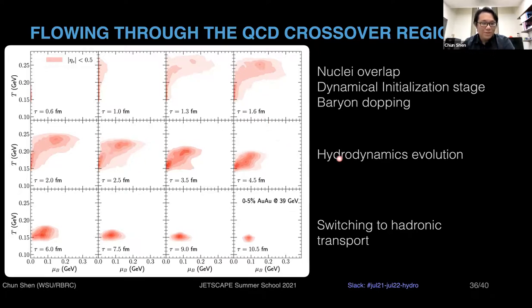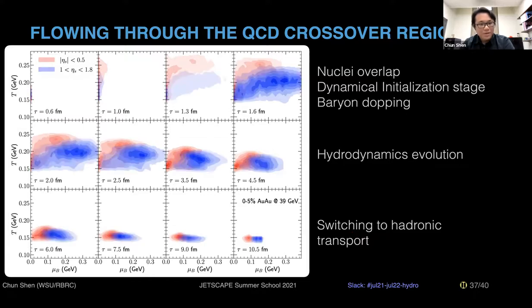After the two nuclei pass through each other, the system will expand in 3D. And these are the trajectories that the fireball will go through as a function of time, from maybe 2 to 5 Fermi. After that, the system will go really near the hadronic phase, where you can start to convert a lot of fluid cells into particles and then feed them into hadronic transport.